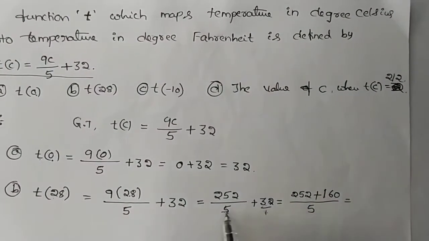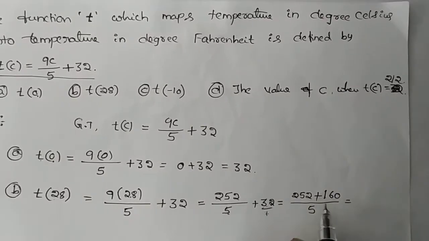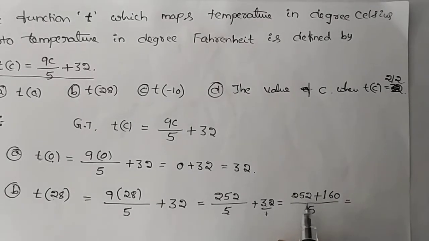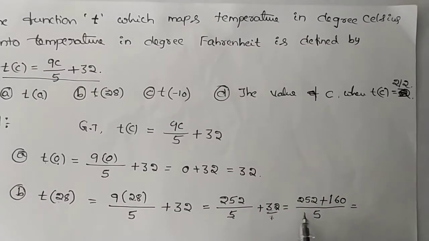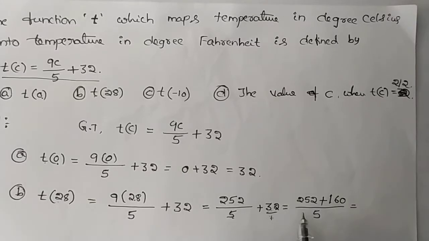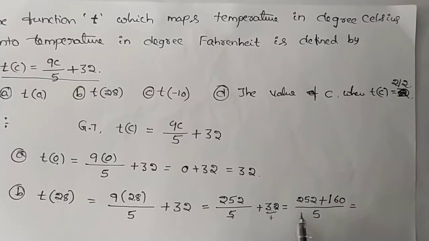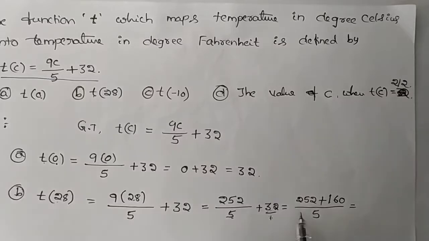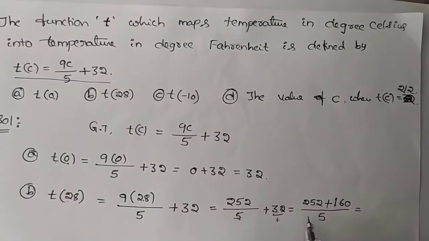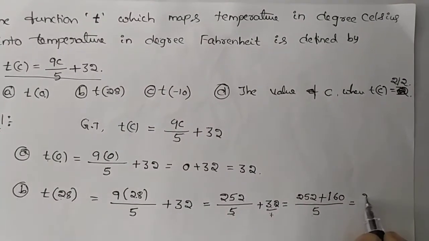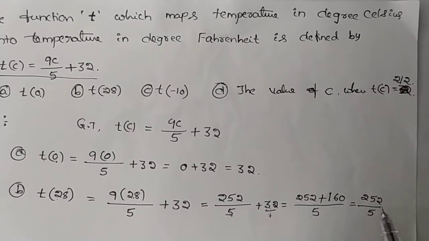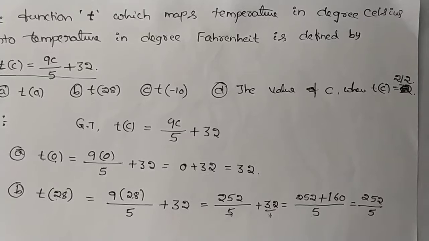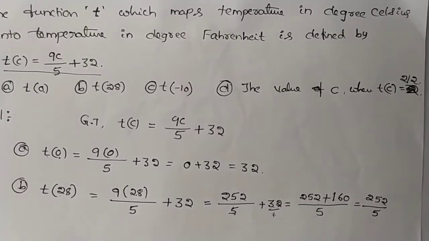5 into 32 is 160. Now 160 plus 252, that is 412, so it is 412 divided by 5. Therefore, the value for T of 28 is 412 divided by 5.